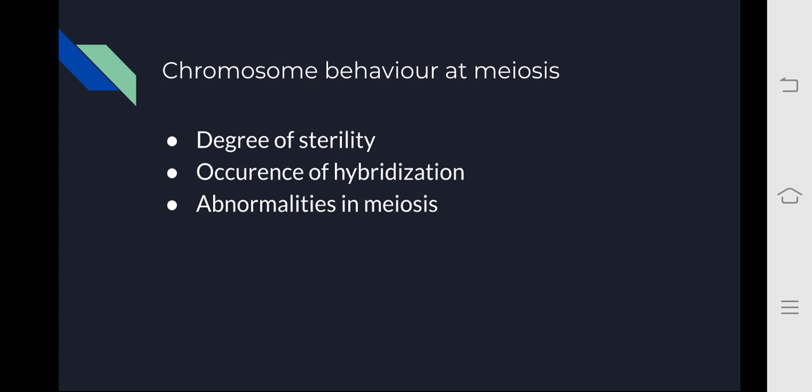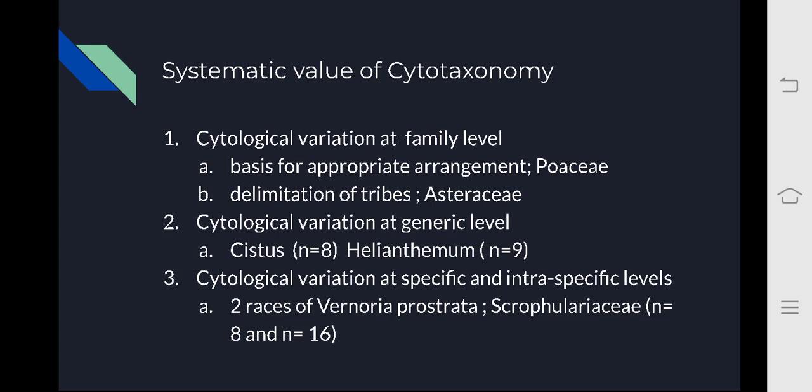Then we can look into the systematic value of cytotaxonomy, or see some examples related to it. Cytological evidence is very important in interpreting classification and establishing relationships. The information collected from chromosome characteristics is valuable at all levels of the taxonomic hierarchy, for example, at family level, generic level, specific level or intraspecific level, etc. At the same time, the usefulness of cytological data varies with different groups. So first one is the cytological variations at family level.